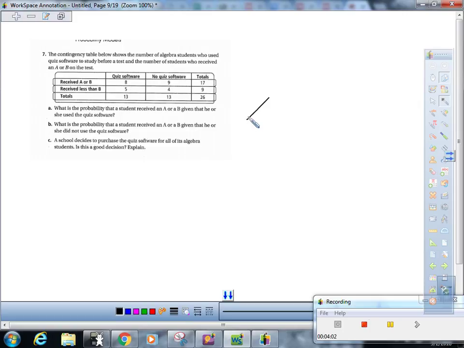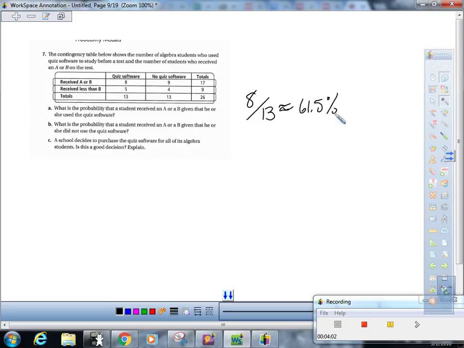Well, how many students used the quiz software? 13. How many of those students got an A or a B? 8. Okay? I have a feeling we might be comparing these. So I'm going to do 8 divided by 13 on my calculator and get it as a percent. That's 61.5%.